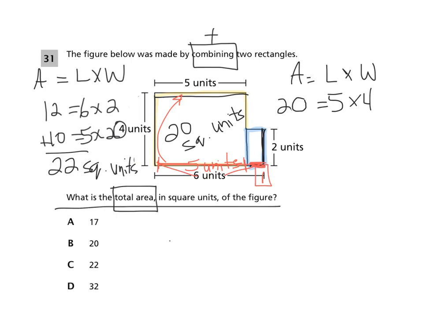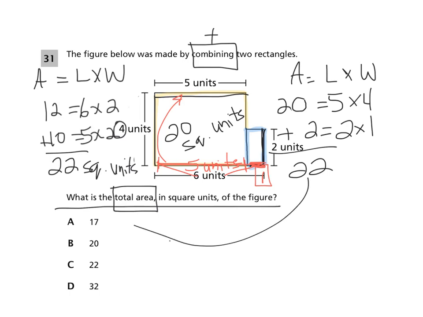So let's take a look. Length times width would be 2 times 1 would give me 2. And when I add that up, I would get 22, just like I got over here. So my answer is 22. It didn't matter which way you cut it. The key was you had to find your missing sides. And that's definitely a 3rd grade skill that you'll see.